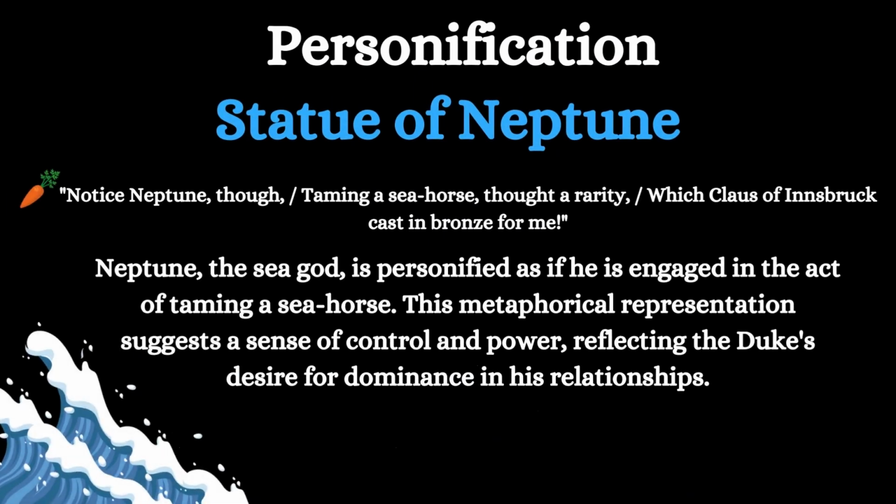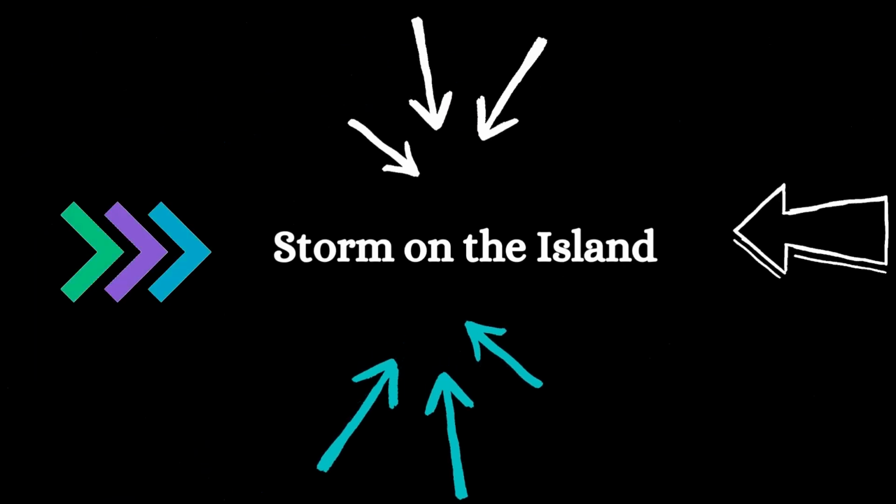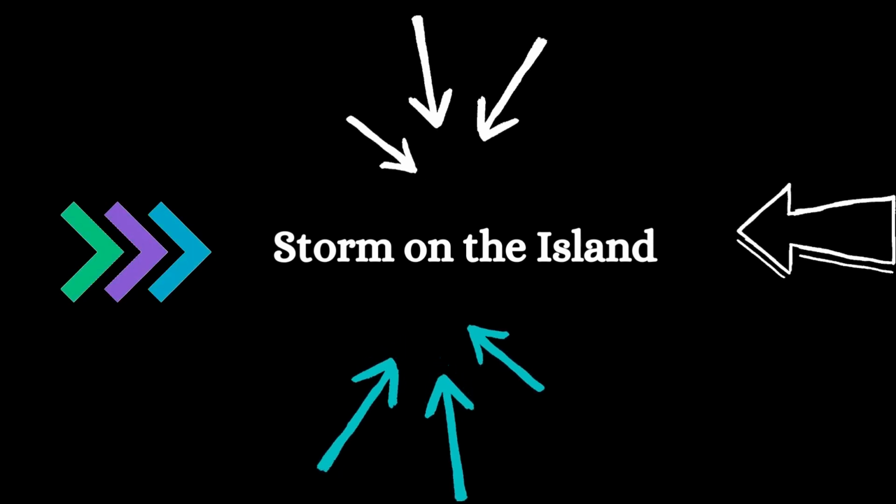Neptune, the sea god, is personified as if he is engaged in the act of taming a seahorse. This metaphorical representation suggests a sense of control and power, reflecting the Duke's desire for dominance in his relationships with others. Another example of personification within the anthology is Storm on the Island.